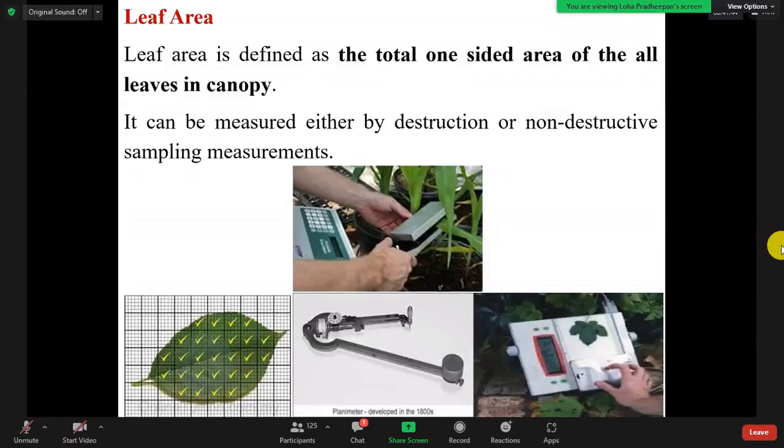Then non-destructive means while the leaves are attached to the plant, we are taking the measurement. So that is the case we are saying non-destructive, not separating the leaf from the plant. Destructive means we are separating the leaf from the plant. Non-destructive means we are not separating the leaf from the plant. In the destructive method, it can be done in the laboratory, and different methods are available to measure the leaf area.